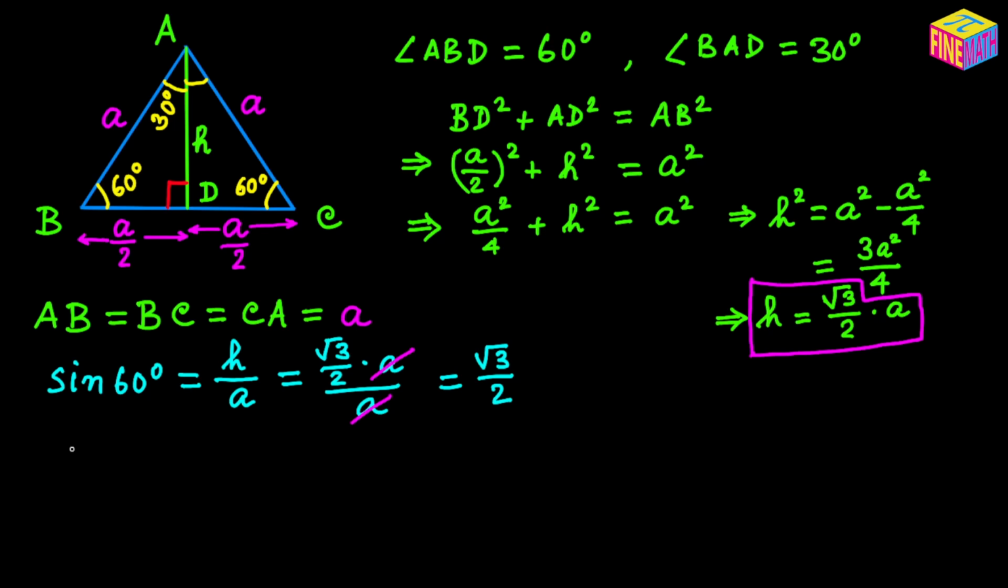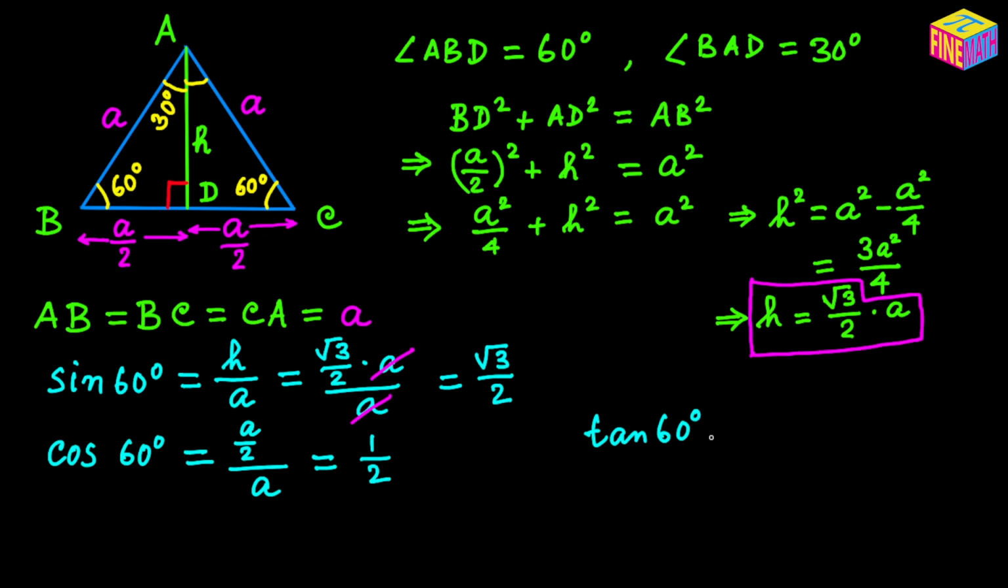Now let's find the same ratio for cosine. So let's do cos 60 degrees. Cos 60 degrees would be adjacent side divided by hypotenuse. Now in this case, what is the adjacent side? The adjacent side is side BD, and its length is half of a, that is a by 2. So this should be half of a divided by the hypotenuse, which is a. Ultimately we get 1 by 2. So cos 60 degrees is actually 1 by 2. Now what would be tan 60 degrees? If we write it right here, tan 60 degrees would be sin 60 degrees divided by cos 60 degrees.